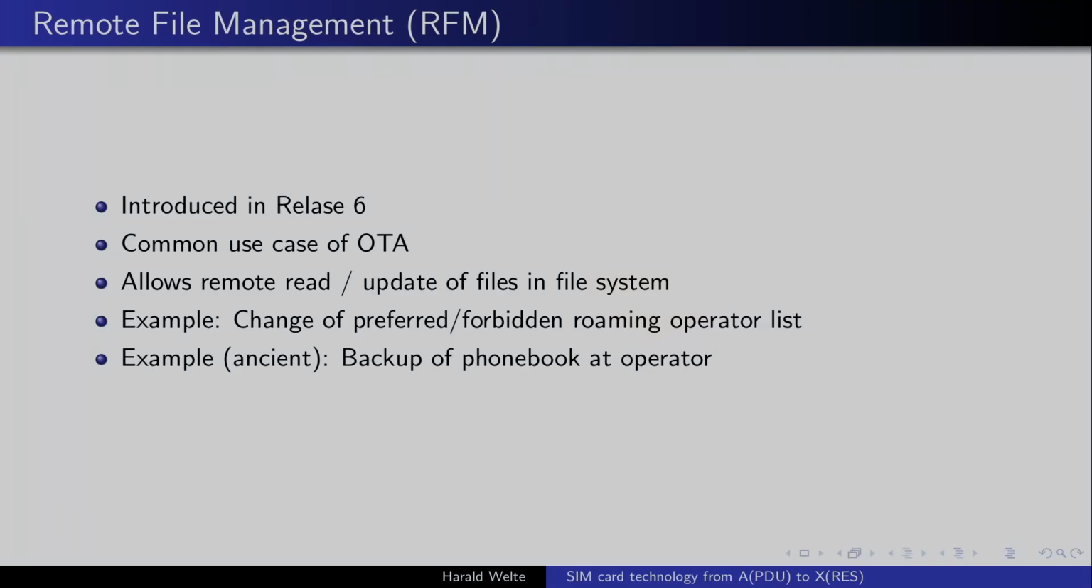One of the use cases over the air is RFM. It's not RTFM, it's RFM, remote file management. It was introduced in release 6, and the number of typos is embarrassing. It's a common use case over the air. It allows you to read or update files in the file system remotely, and you can use that, for example, for the preferred or forbidden roaming operator list. That's a very legitimate use case for that.